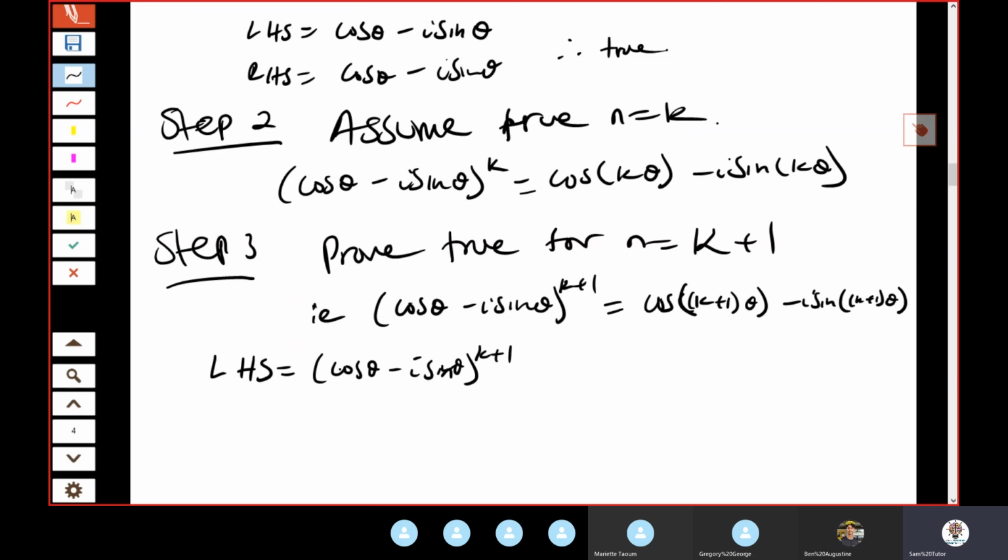Well, we know this, using our index laws, is just (cos theta minus i sine theta)^k times the open bracket, cos theta minus i sine theta. Right? We know that k plus 1 is the same as the power of k times the same base to the power of 1. We agree with that?